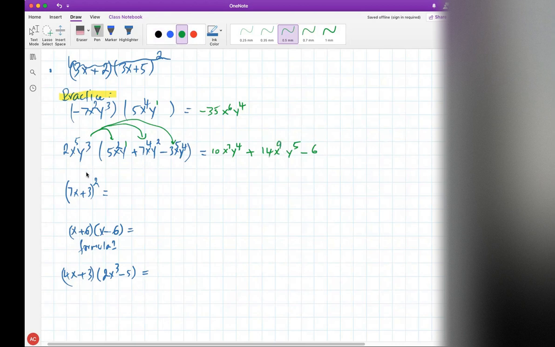I'm getting confused. It's okay, 6x^10 and 7y. Y to the 7th, okay.